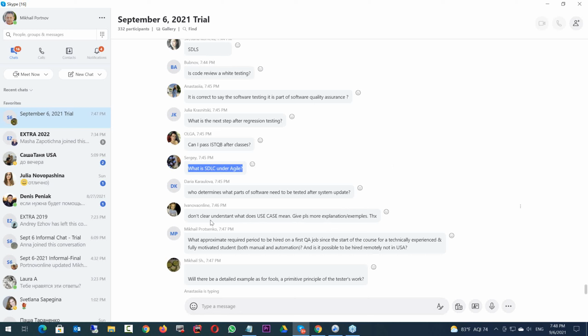Don't clear understand what does use case mean. Okay, give please more explanation, examples. It's a format in which we describe, not us, business analysts use it. You're not going to write use cases. It is not what you're gonna do. So they describe certain communication.